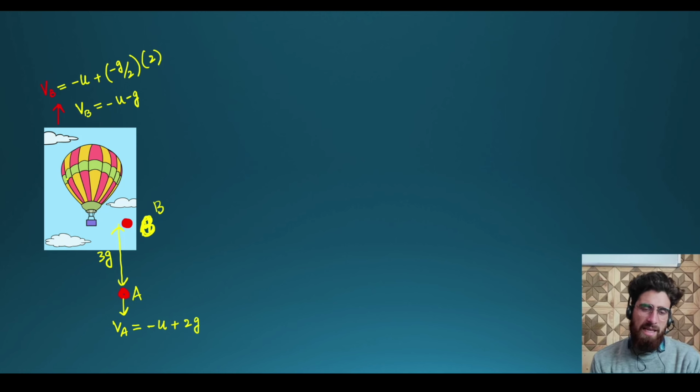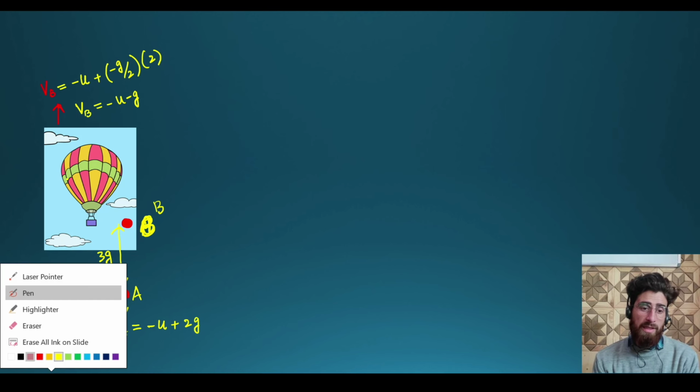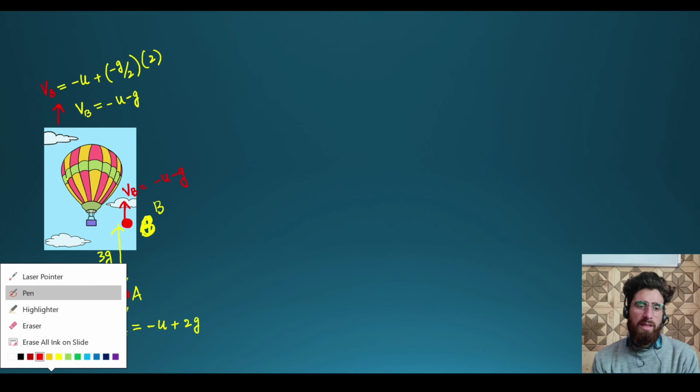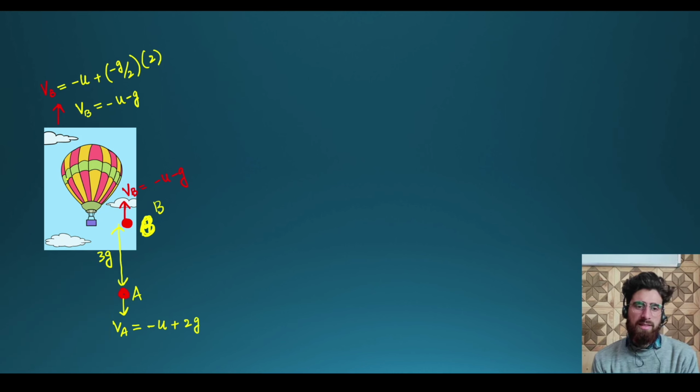So at time t equals 2 seconds, the velocity of the balloon is minus u minus g. And at the same time, we are dropping particle B. So particle B is going to have the same velocity as the balloon at time t equals 2 seconds. So the velocity of particle B is going to be minus u minus g. Now, particles A and B are already separated by the distance 3g at t equals 2 seconds.